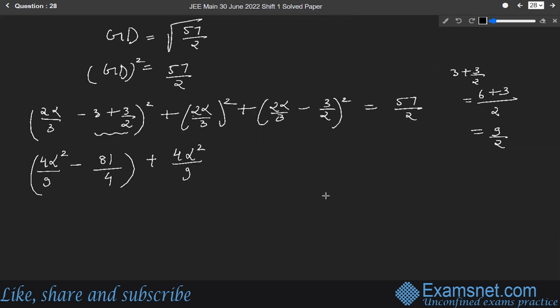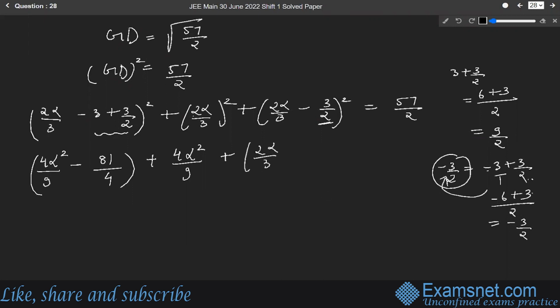Square of 3 is 9. Plus. Again, this minus 3 by 2. You can see that minus 3 by 2 can be written as minus 3 plus 3 by 2. Right? Because when we solve this, we will get back this term. Minus 3 plus 3 by 2. LCM is 2. 2 into minus 3 is minus 6 plus 3. What is minus 6 plus 3? It is minus 3 by 2. Okay, so in the place of minus 3 by 2, we can write minus 3 plus 3 by 2. So let us write it. (2 alpha by 3 minus 3 plus 3 by 2) whole square, it is equal to 57 by 2.